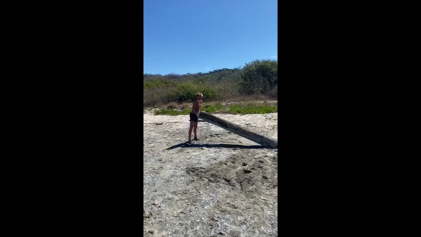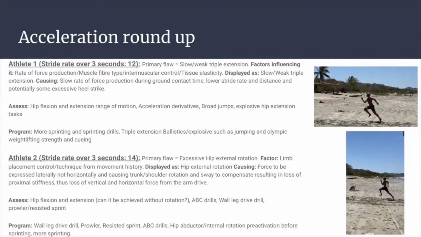For athlete 2, he had a stride rate of 14 over the first 3 seconds. The primary flaw was the excessive hip external rotation, which we saw from the front. The factor influencing this was the limb placement control / technique from movement history, such as playing football. This was displayed as hip external rotation, and this caused the force to be expressed laterally, not horizontally, causing the trunk / shoulder rotation and the sway to compensate, resulting in loss of proximal stiffness in the trunk, and thus loss of vertical and horizontal force produced from the arm drive.